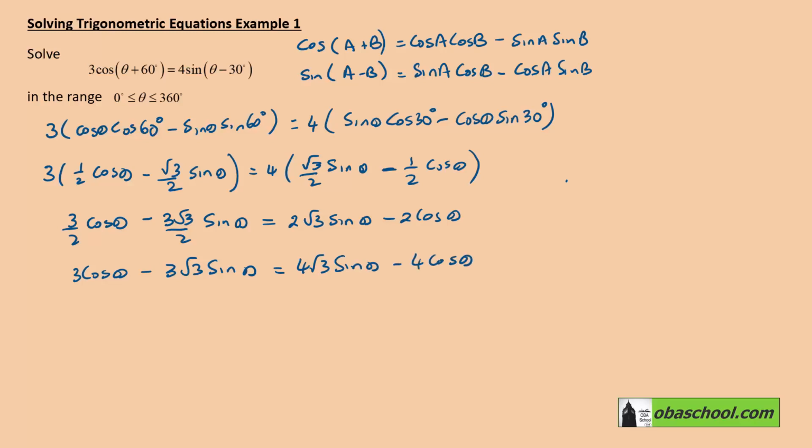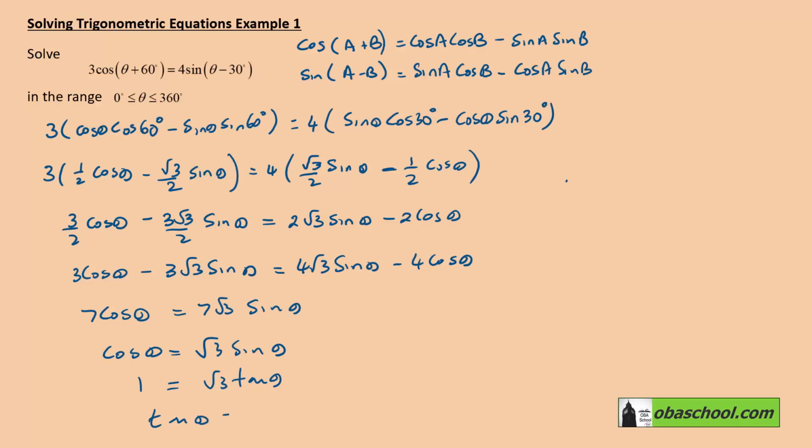Bring all the cos thetas over to the left, and I've got 7 cos thetas, and take all of the sine thetas across to the right, and then I end up with 7 root 3 sine theta. Cancel the 7s, and cos theta is root 3 sine theta. Divide both sides by cos theta, and I've got 1 is equal to root 3 tan theta, which gives me that tan theta is 1 over root 3.